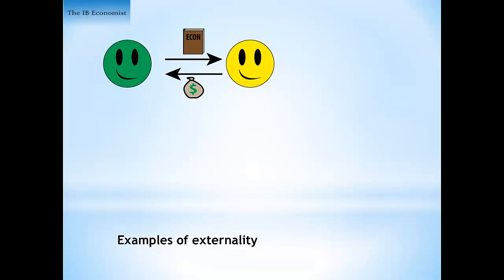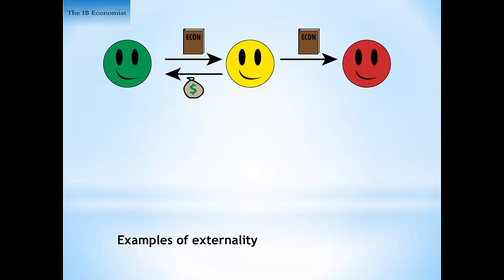Imagine that we now add a third party to this transaction, Mr. Red. Imagine that Mr. Red and Mr. Yellow are friends and that Mr. Yellow gives the economics textbook to Mr. Red so that he can read it and learn some economics from it. In this case, we would have a positive externality because Mr. Red had not paid for the economics textbook, but because Mr. Yellow purchased the economics textbook, Mr. Red is able to read it for free.